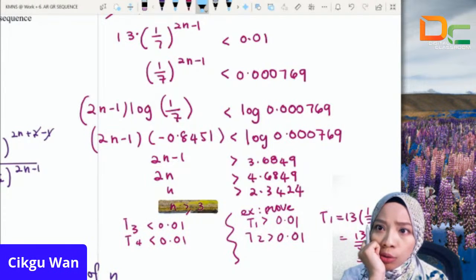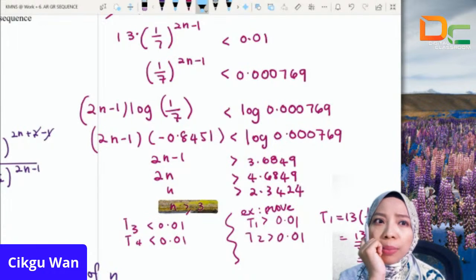Okay, kita jangan jawab n equals to 3 sahaja. Kita jawab n equals to 3, 4, 5, ataupun n lebih besar daripada 3.